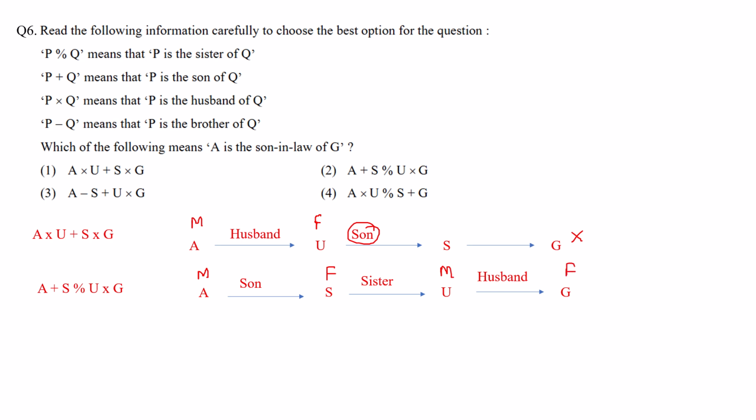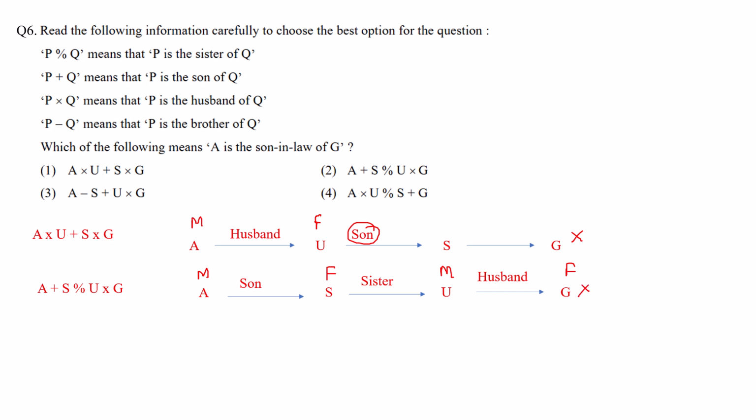Now what relation do you have to see? A is the son-in-law of G or not. So from here you can see U is male. S is the sister of U, and A is the sister's son. A sister's son cannot be a son-in-law. So this option is also not the correct option, isn't it?